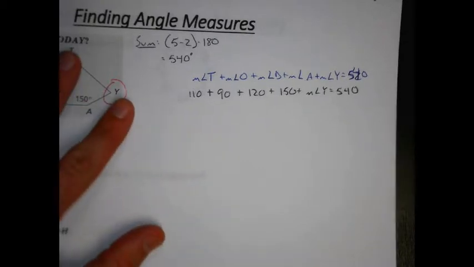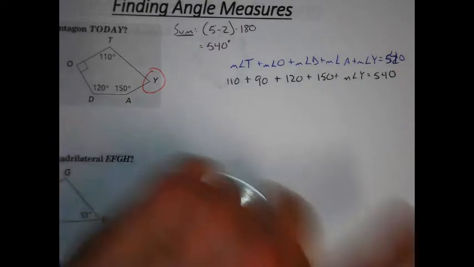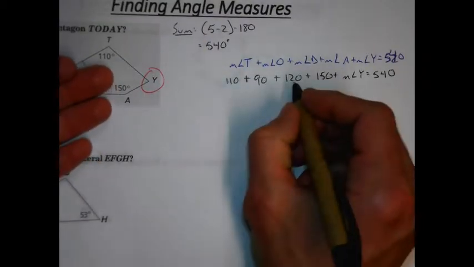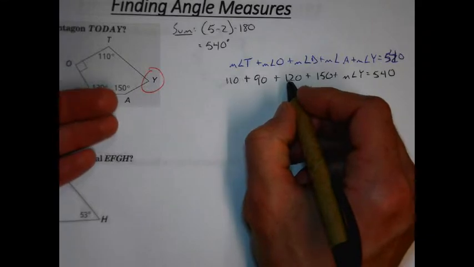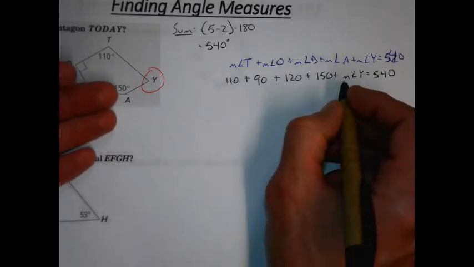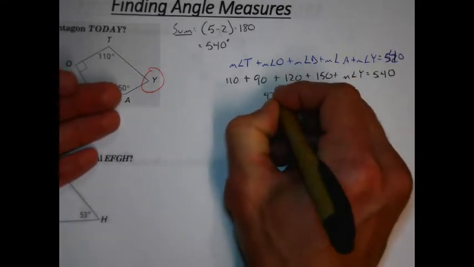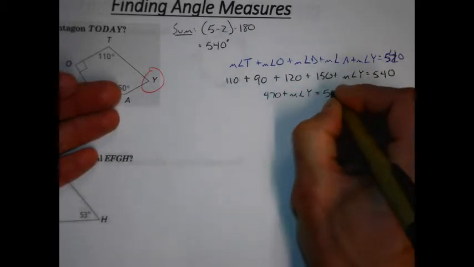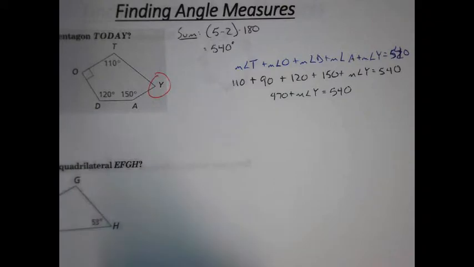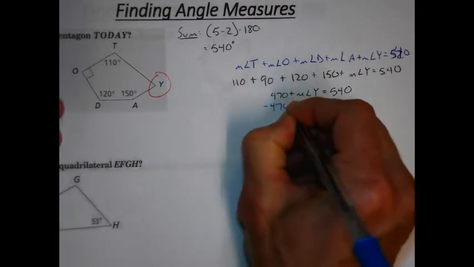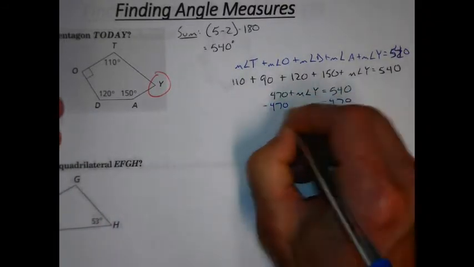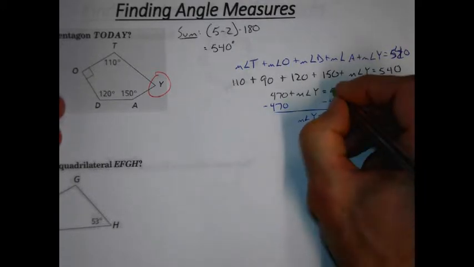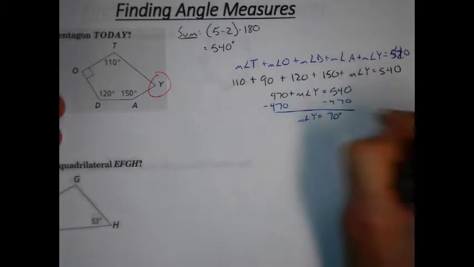So we can add up everything we have. 110 and 90 is 200, and that's 320, and 470. So we have 470 plus the measure of angle y equals 540. And then we just have our equation. We can subtract 470 from both sides. We can just solve our equation. And so we know the measure of angle y is going to be 70 degrees. Okay, so we can find out that way.